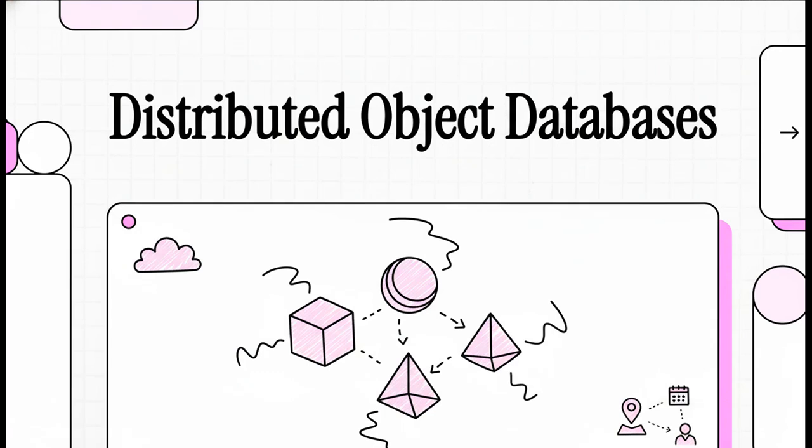Hey, welcome! Today, we're going to tackle a really powerful but, yeah, sometimes pretty complex database model, the Distributed Object Database. We're going to break down exactly what they are, how they work, and most importantly, why they're such a big deal for handling the kind of messy, complex data we see in the real world. All right, let's jump right in.